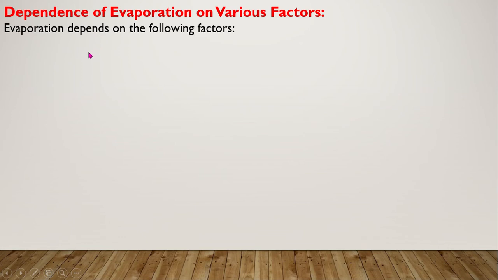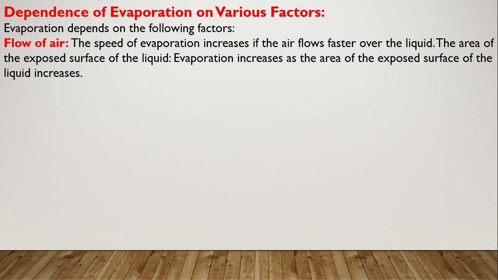Now I will explain dependence of evaporation on various factors. Evaporation depends on the following factors. Let's look at which are the factors on which evaporation depends. Flow of air. At first, flow of air. The speed of evaporation increases if the air flows faster over the liquid. The area of the exposed surface of the liquid. Evaporation increases as the area of the exposed surface of the liquid increases.